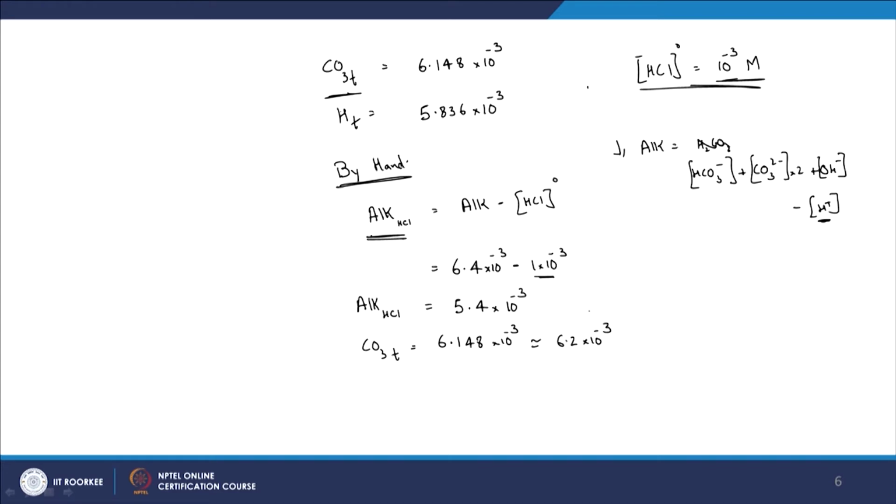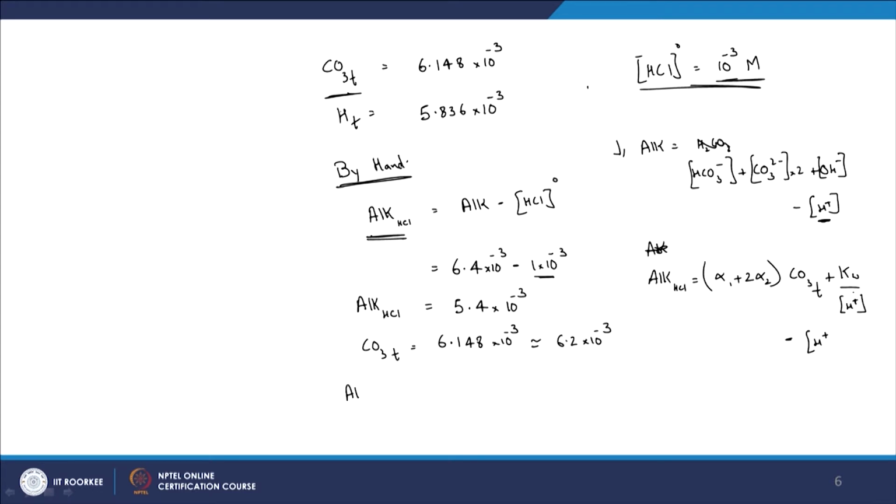So, by hand how can I solve this? I still know the alkalinity equation. So, alkalinity after addition of HCl, which is this value, is equal to alpha 1 plus 2 alpha 2 into CO3 total plus Kw by H plus minus concentration of H plus, right.